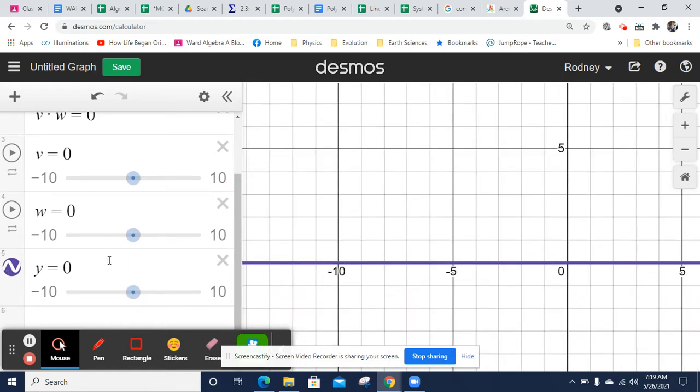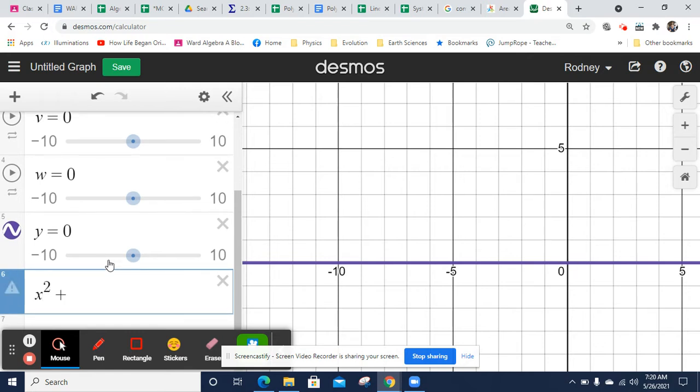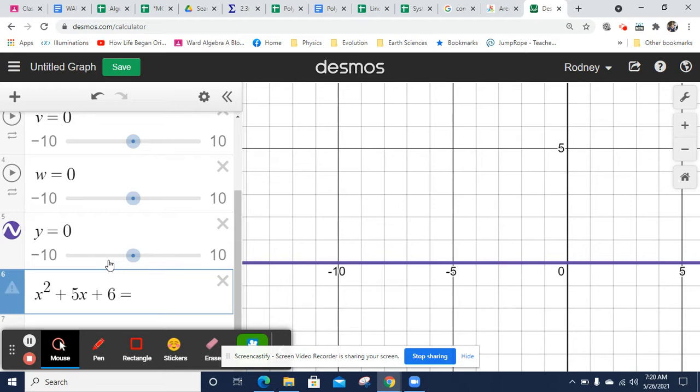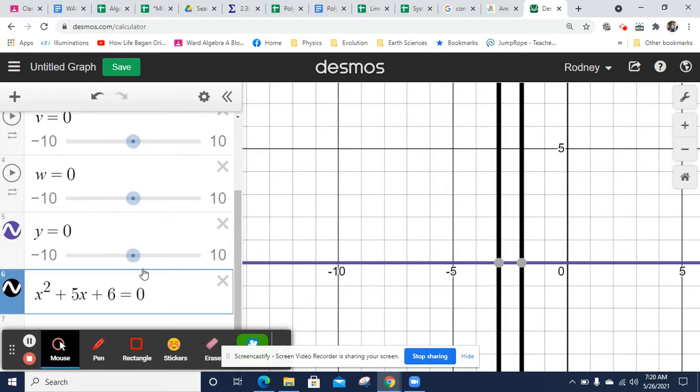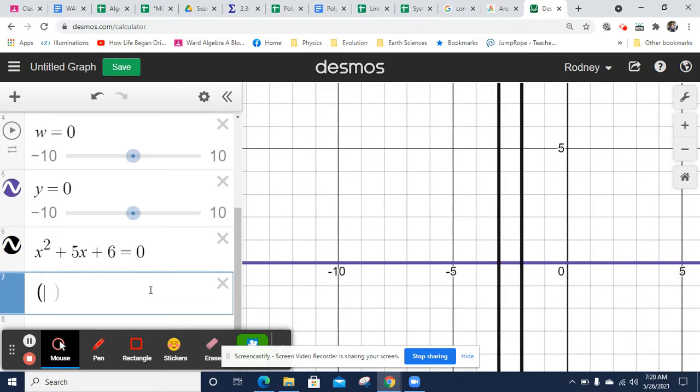Now, since we are saying y equals zero, then if we wanted to find the x-intercepts for, say, x squared plus 5x plus 6, then we could say that that whole function equals zero. We're basically taking y and replacing it with zero, because if y is zero, we're on the x-axis, because y equals zero is the x-axis. So what's really useful to do with a function like this is to factor it. If we can factor it, we can easily find the x-intercept.